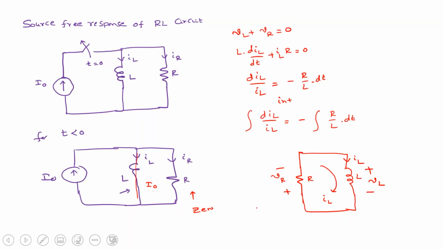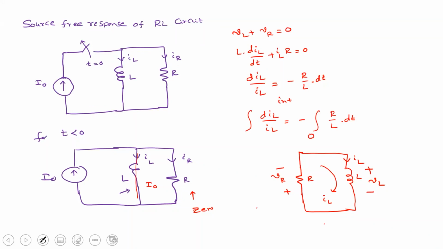Right. So our objective is to find out the current response in the inductor for a given finite time t, where t is greater than 0. In the previous case, we found out the voltage response across the capacitor. So now we'll find out the current response. So what are the limits for the time? Time starts from 0 to t.